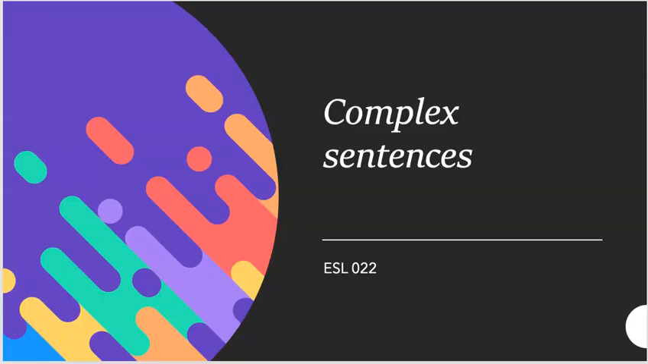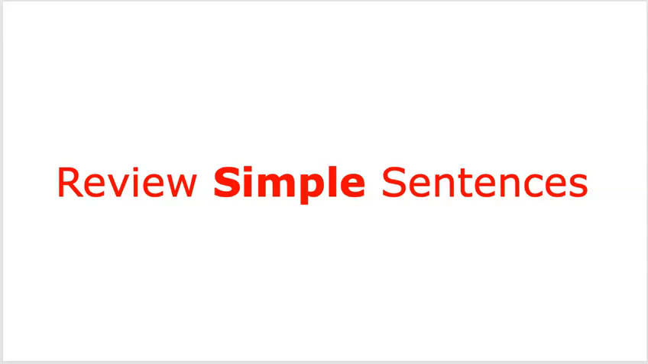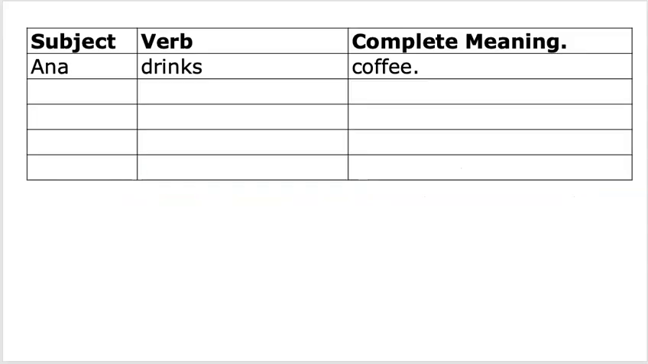Let's talk about complex sentences. To do that, we need to first review simple sentences. Remember our format: subject plus verb plus complete meaning. For example, Anna drinks coffee.